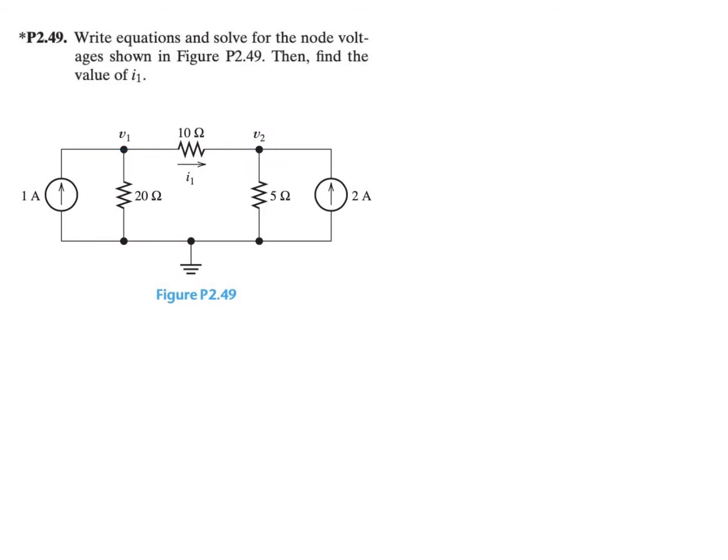Question P2.49. Write equations and solve for the node voltages shown in figure P2.49. Then find the value of I1. For this question, let's go through the 4 steps. The first step is to select the reference node. For this question, it has been selected for us, and that's node here. That would be our ground. We have its voltage as V equal to 0.